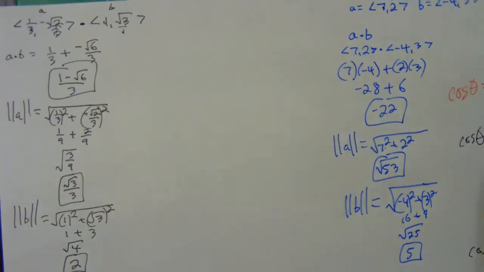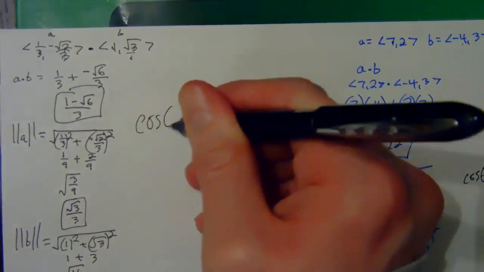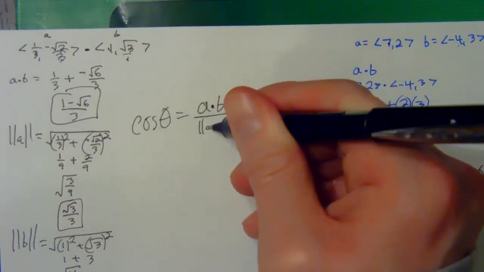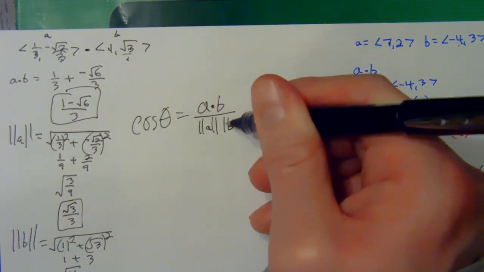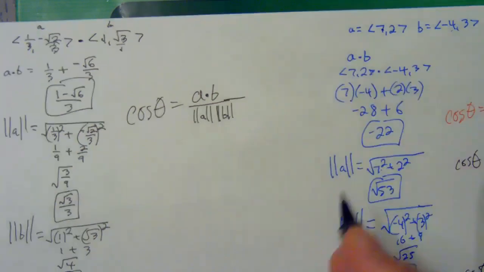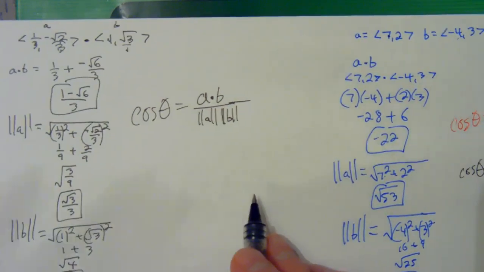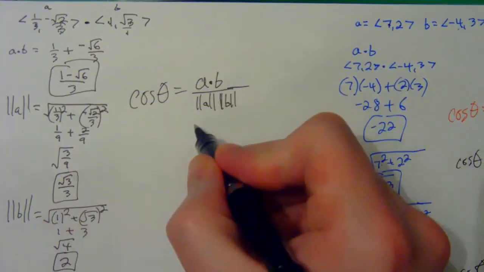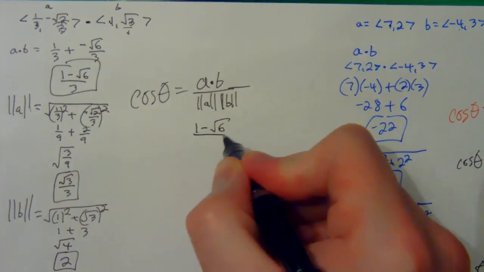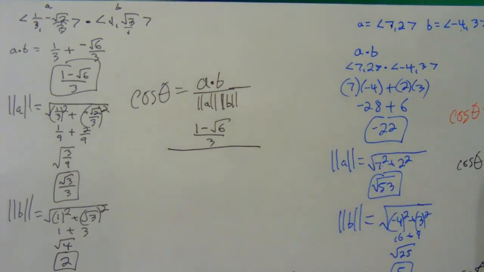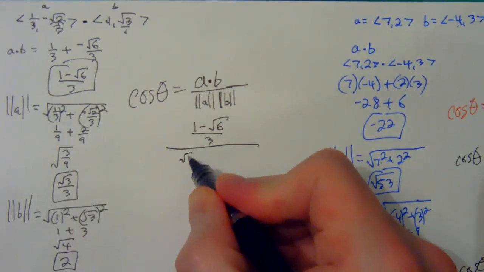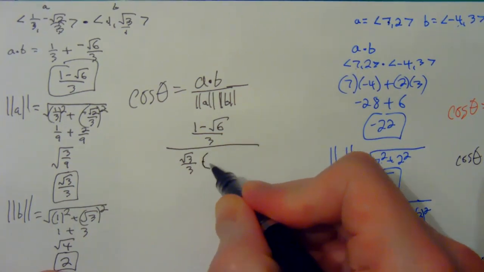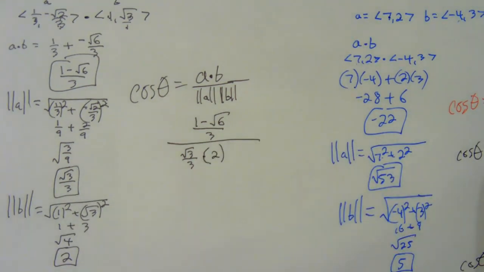And then when you do your formula, it's going to be cosine of theta equals A dot B over magnitude of A times magnitude of B. So the dot product looks a little weird there. That's why we're walking through this thing together. The dot product is this funky thing right here. So we're going to go 1 minus radical 6 over 3, and then you're going to divide that by the magnitude of A, which is square root of 3 over 3, and then you're going to times it by the magnitude of B, which was 2.